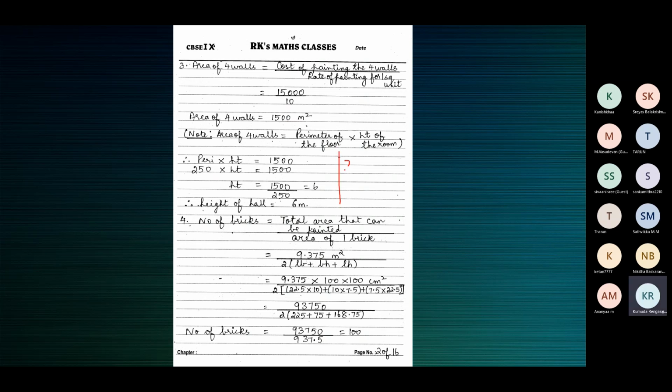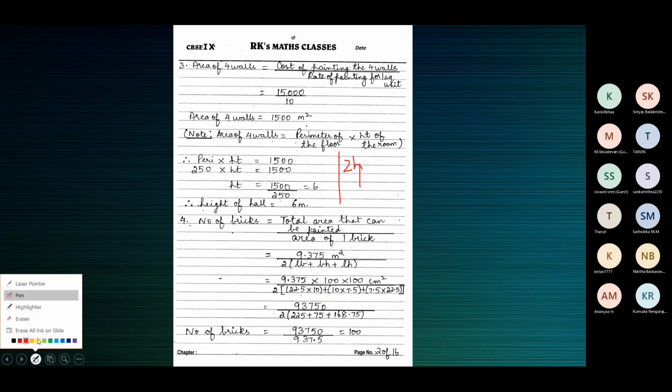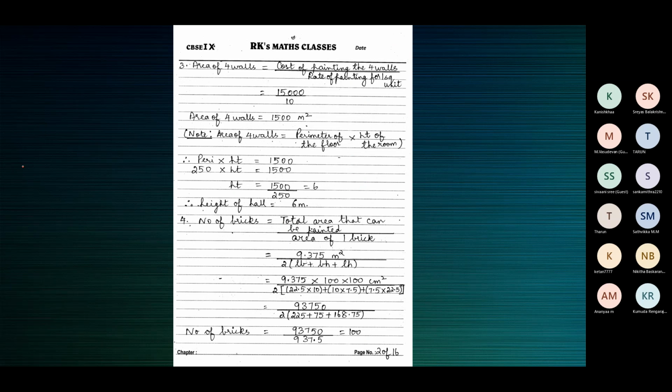This is the formula to find the CSA: 2h into L plus B is equal to CSA. So 2 into L plus B is nothing but perimeter, which is 250, into H is equal to CSA, which is the area of 4 walls, 1500.